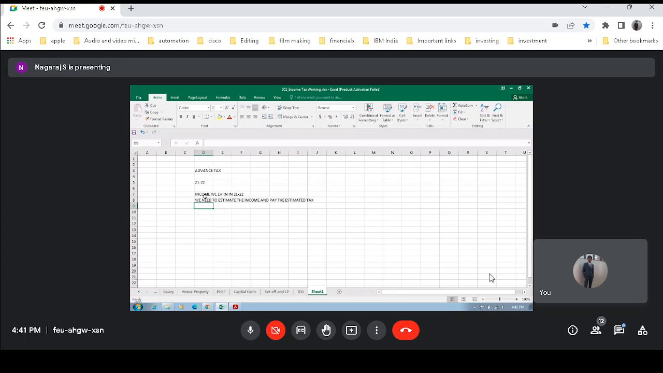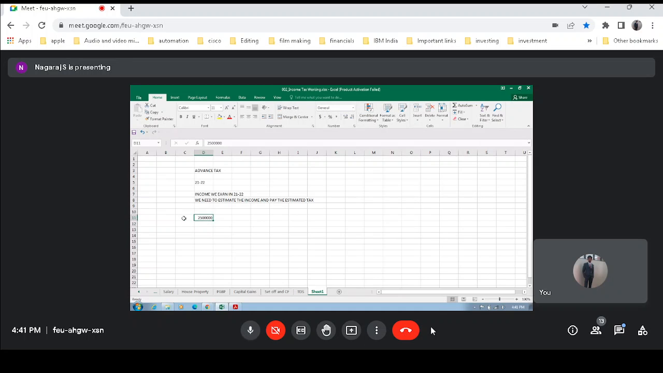Pay the tax as per the estimated income. We need to pay the estimated tax in advance. The government requires the tax to be paid by the assessee in advance. Assume that you have a total income of 25 lakhs.